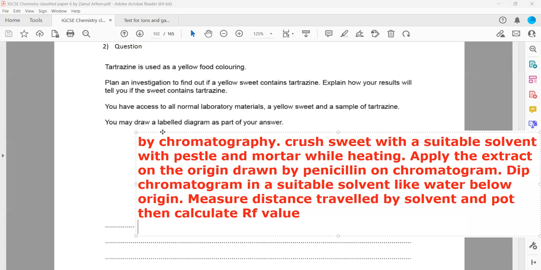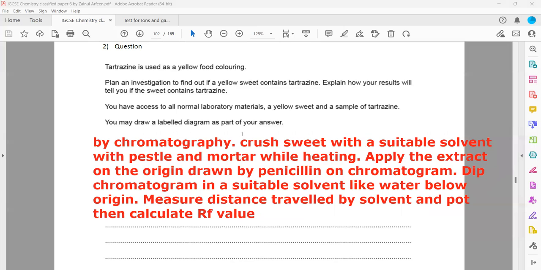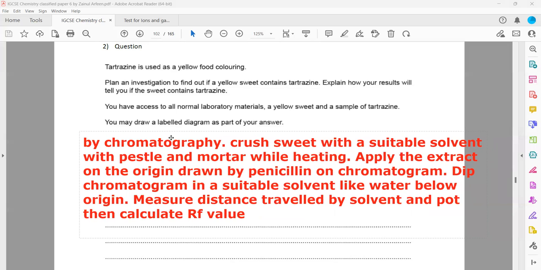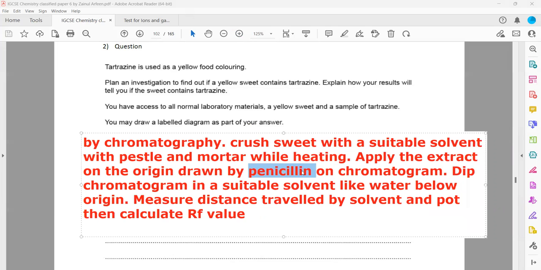So by chromatography, crush the sweet with a suitable solvent with pestle and mortar. That's fine. Then you can apply heat to increase the dissolving, apply the extract on the origin. And how do you apply the extract? Actually, we say place it, dipping will dissolve the extract in the water.